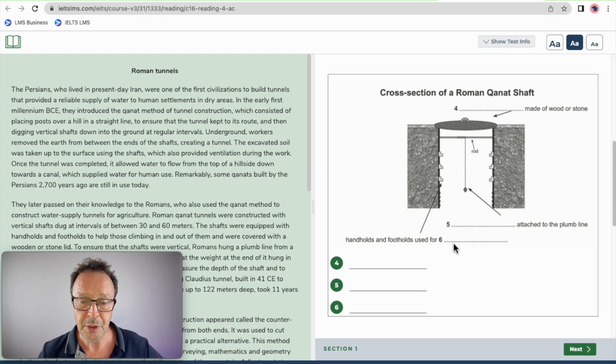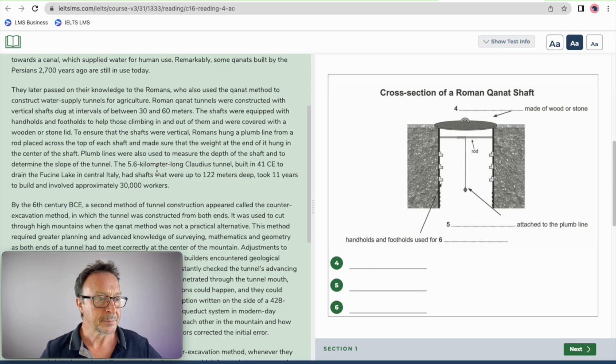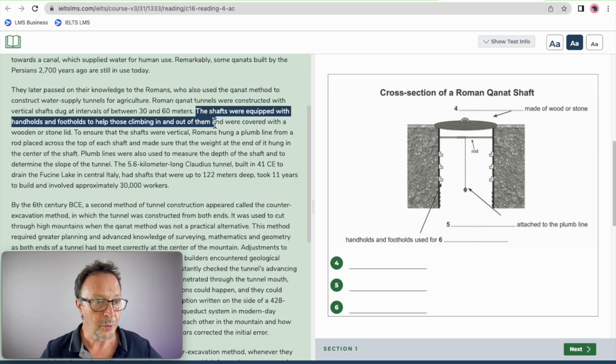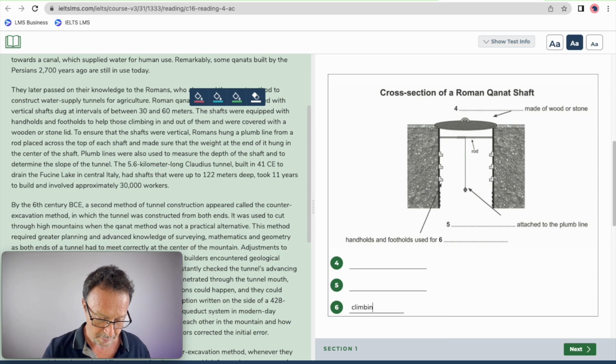Handholds and footholds used for, well, to me that would be climbing. So let's have a look down here. Okay, first mention. Handholds and footholds. The shafts were equipped with handholds and footholds to help those climbing in and out of them. So handholds and footholds, number 6, for climbing. Okay.